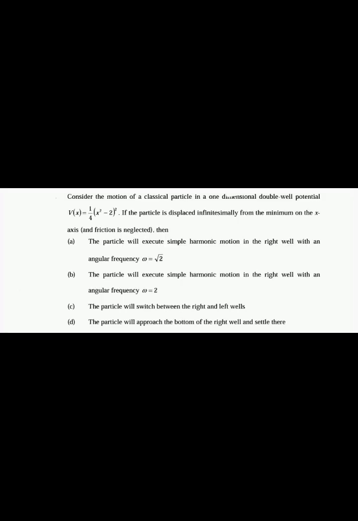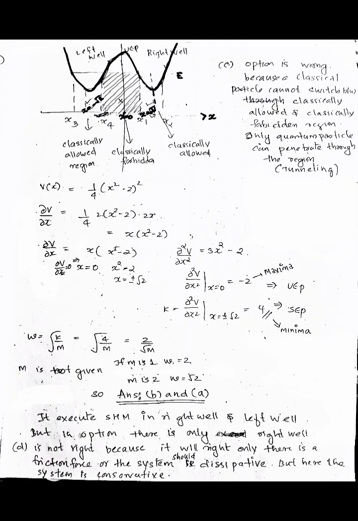The next question is, consider the motion of a classical particle in a one-dimensional double-well potential V is equal to 1 by 4 into (x square minus 2) the whole square. If the particle is displaced infinitesimally from the minimum on the x-axis, then we need to find which option is right. So here we have been given the potential, and first we need to draw the graph of the potential with respect to this equation.